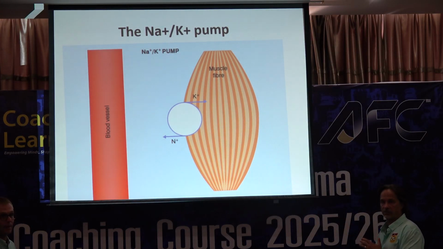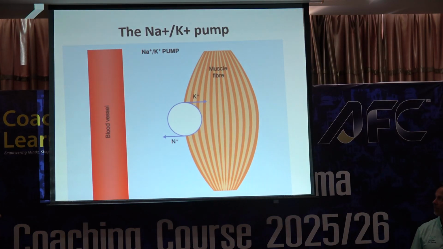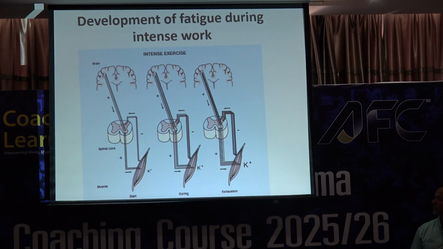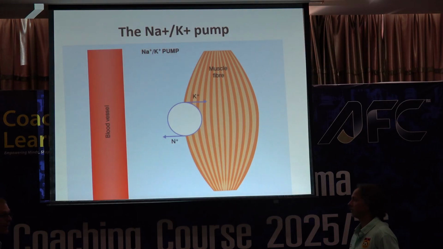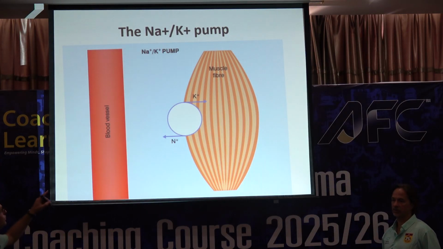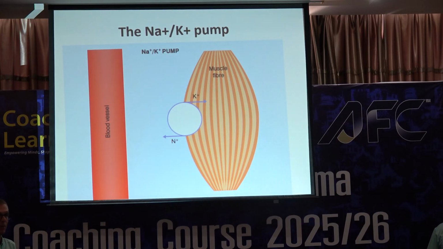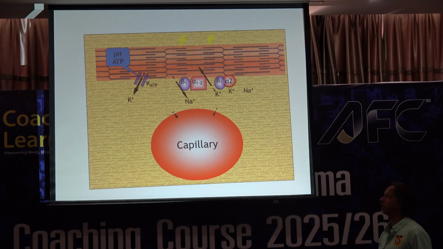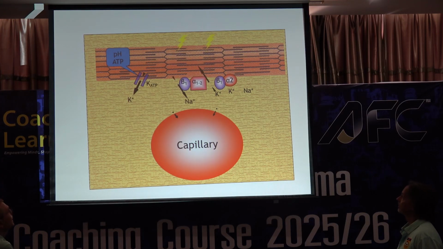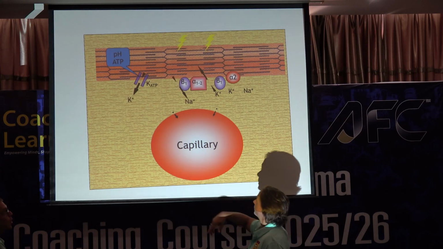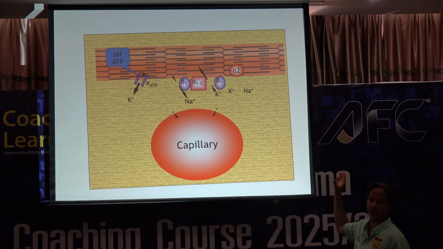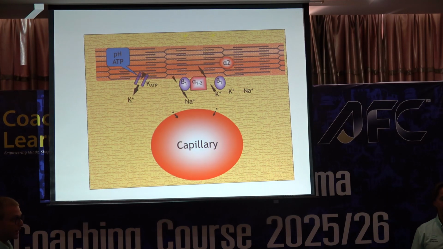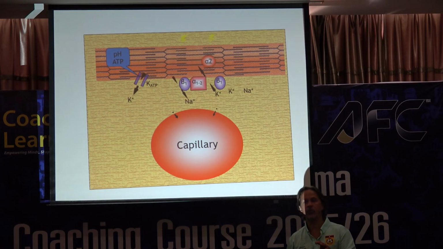So the potassium that we lose from the muscle when we do intense exercise, we have the ability to pump it back into the muscle cell. So this is how it works. The muscle cell is being activated by the nervous system. We lose the potassium through these channels. But the sodium potassium pump is pumping the potassium back into the muscle cell.